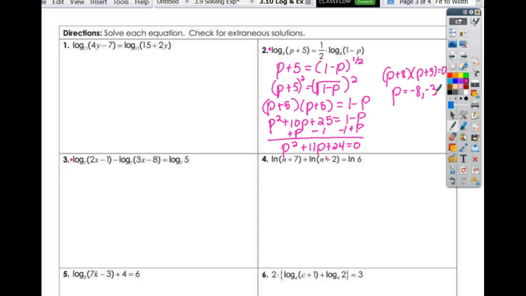And so somebody asked this morning, where am I checking? So inside the parentheses, right here. If I put a -8, what's -8 plus 5? So that makes it negative, so that is not defined. So that's an extraneous solution. So if I put a -3 in here, that's positive, right? And if I put a -3 in here, minus and minus becomes a positive. So they're all positive, so -3 is my solution.